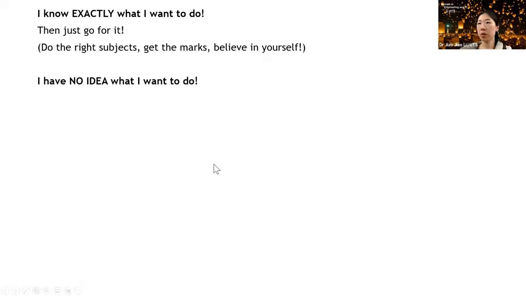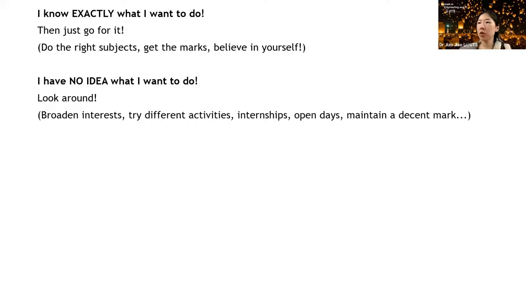If you have no idea what you want to do, if you're still earlier than year 12, then look around, broaden your interests, try a bit of different activities, go to university open days. They're currently, at least in New South Wales, being held in the next week or two around the major unis. So definitely go to the open days, go to the different faculties for the degrees that you're interested in. Go and talk to people like myself who are currently teaching those degrees. Go and talk to the current students. They're all going to be there.